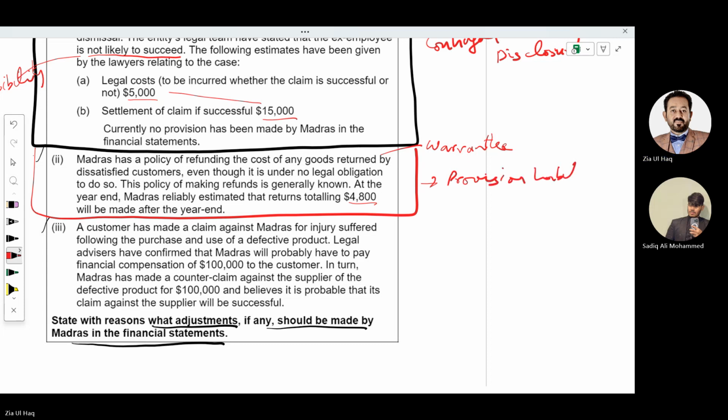a liability. On what amount? $4,800. Number 3. Try by yourself.